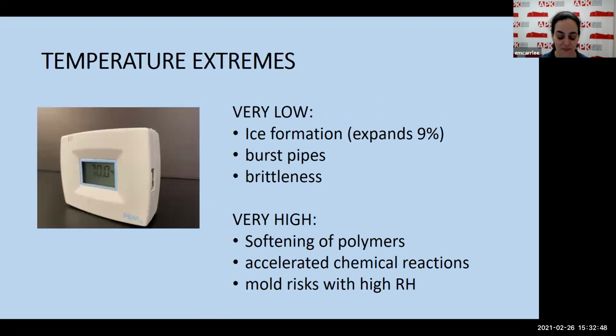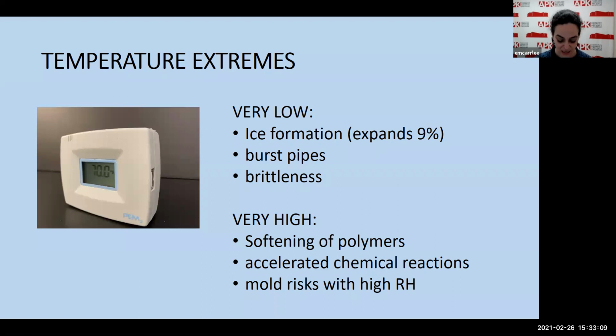Let's start with extreme temperatures. Very low temperatures can cause ice formation, which can lead to damage for damp collections as well as burst pipes, both resulting from the 9% expansion of ice in the solid form from water in the liquid form. Many materials are also more brittle at low temperature and thus more vulnerable.